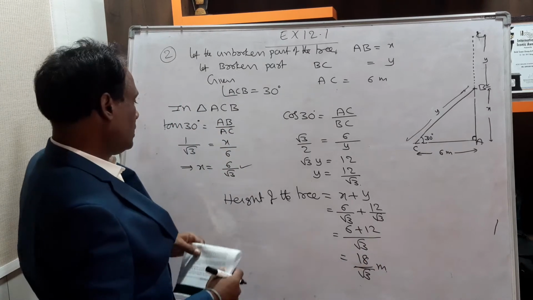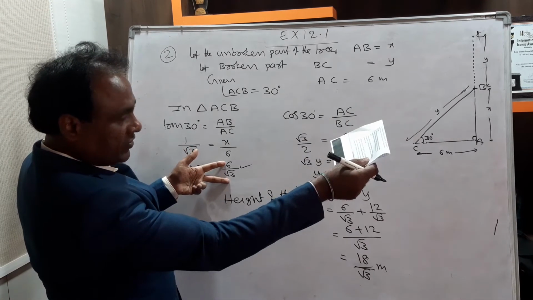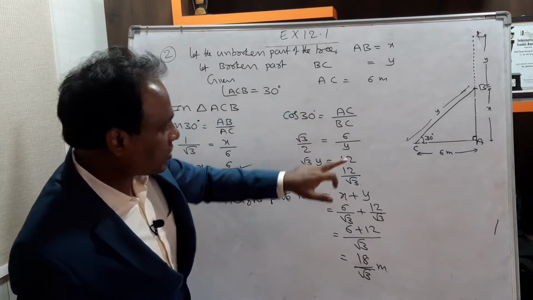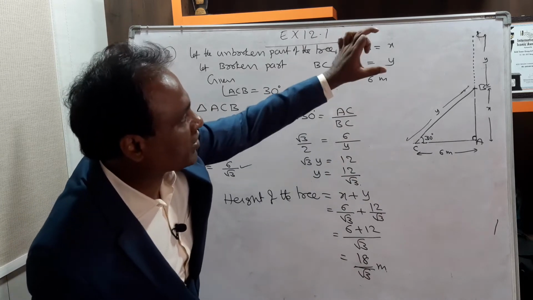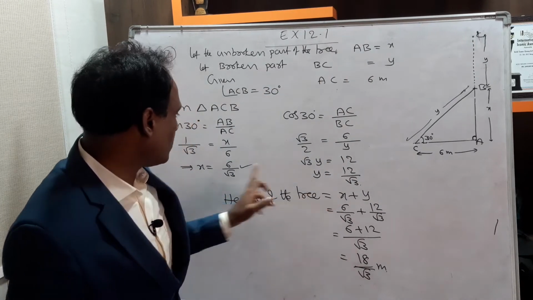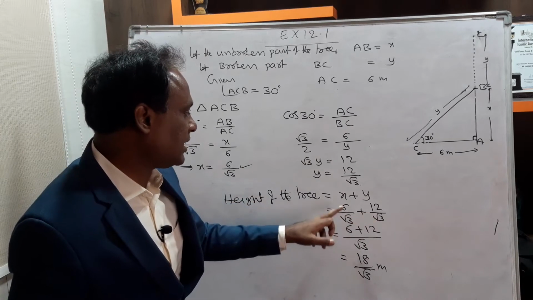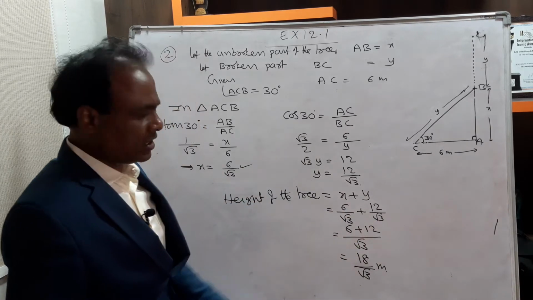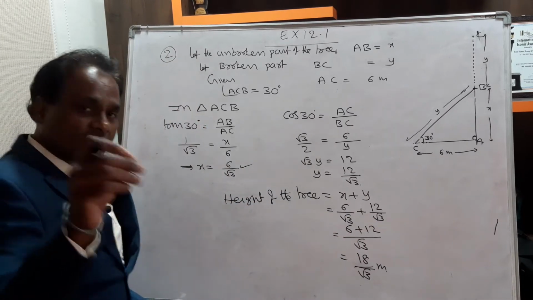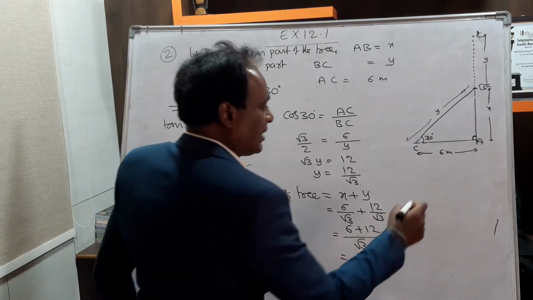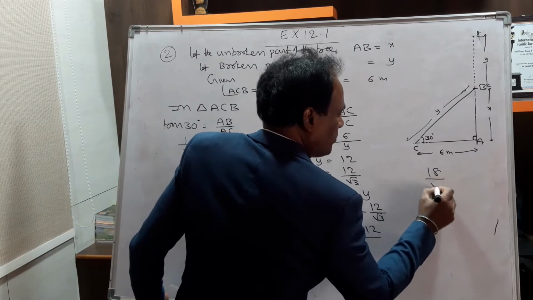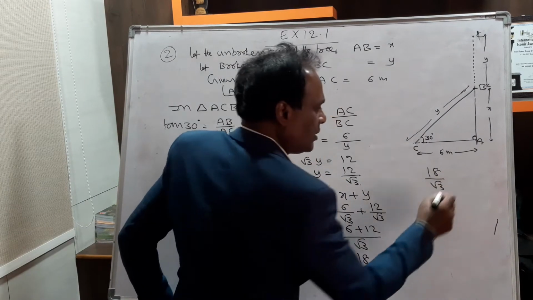See here. Unbroken part 6 by root 3, broken part 12 by root 3. So total height of the tree means unbroken part plus broken part: 6 by root 3 plus 12 by root 3. Root 3 LCM, 6 plus 12, 18 by root 3. So this is the answer. But in your textbook answer, if it is further simplified, you know how to simplify it.